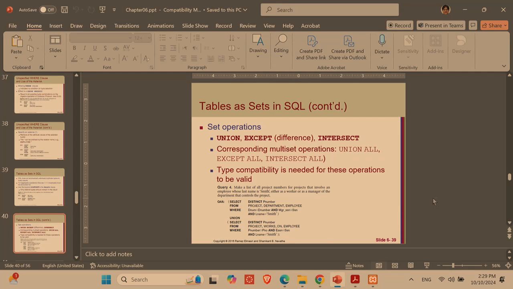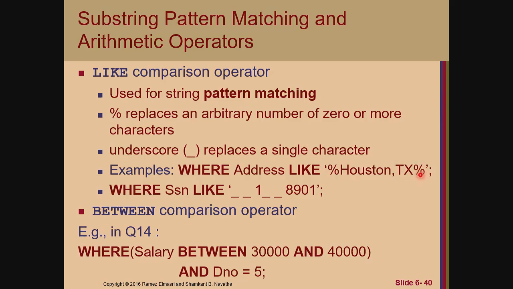So, we use percent in here, and also where SSN like underscore underscore 1 underscore 08901. Okay, you can use that, and we can use BETWEEN as a comparison operator. For example, in the where clause, salary between 30,000 and 40,000 and DNO equal 5.